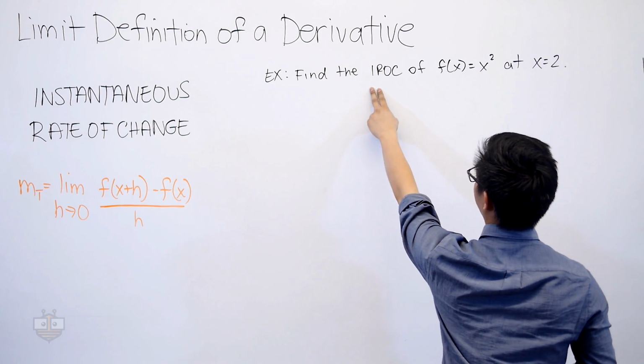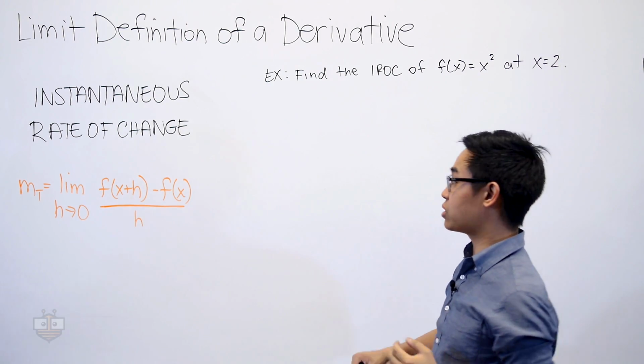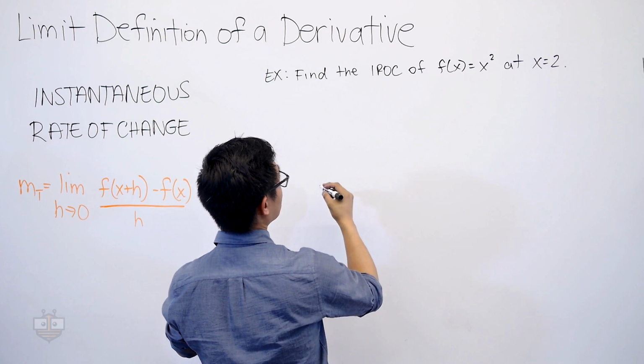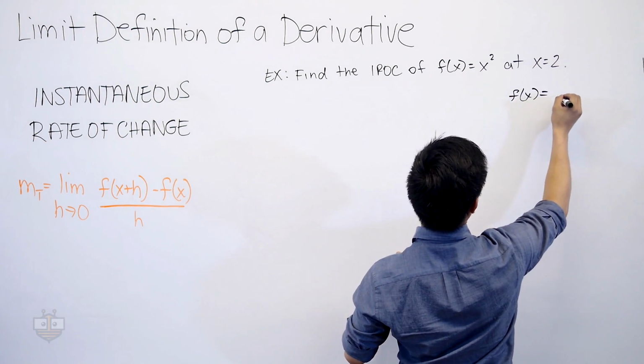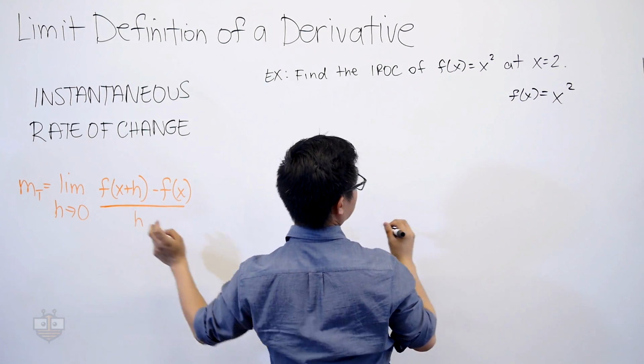Find the instantaneous rate of change of f at x equals x squared, at x equals 2. So we need to have what f at x plus h and f at x is. It's easy to know what f at x is. f at x is given to us. f at x is equal to x squared. Then we're going to need to use f at x plus h.